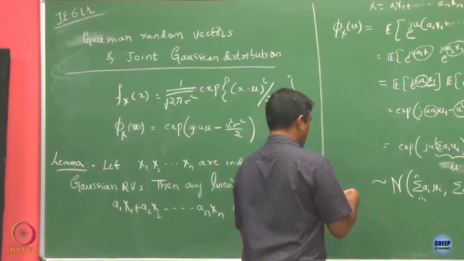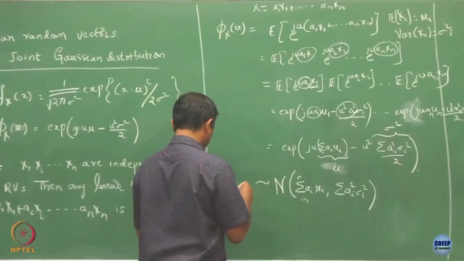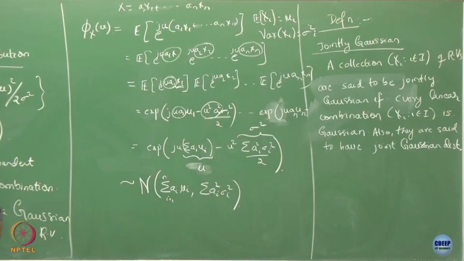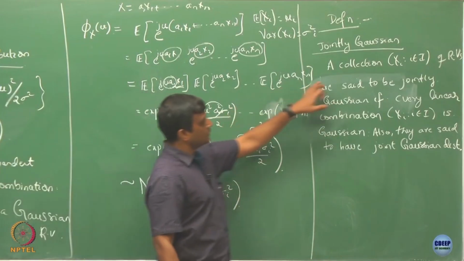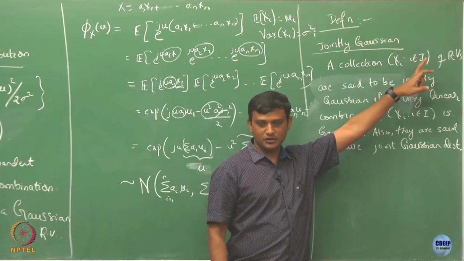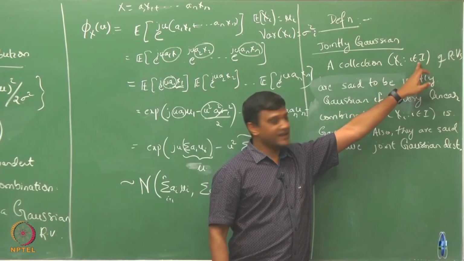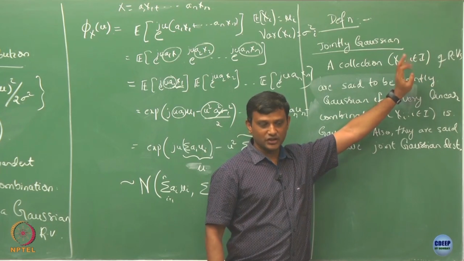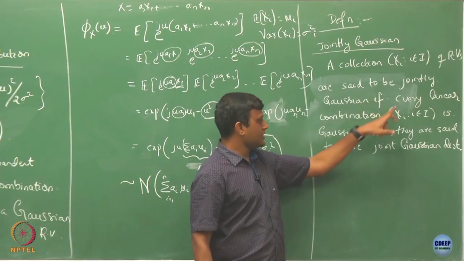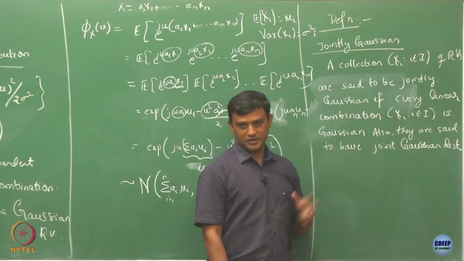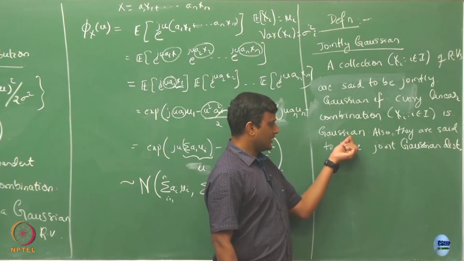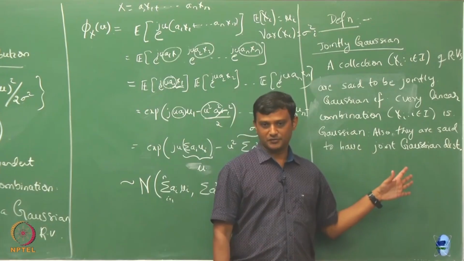So now we are going to use a couple more definitions. Let's take a collection of random variables xi, where i belongs to the capital I. You understand this notation? I is the index set here, and this index set is going to have finitely many values. They are said to be jointly Gaussian if every linear combination is Gaussian, and they are said to have a joint Gaussian distribution.